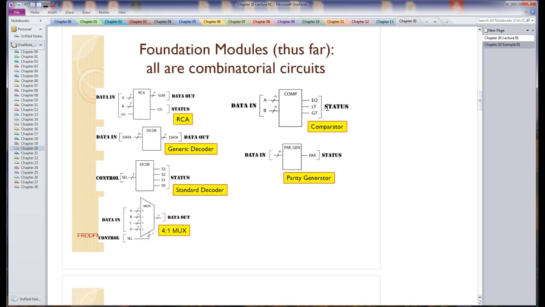These are our foundation modules that we've used up till now. These have all been combinatorial circuits. This is our first chapter with our first non-combinatorial circuits. Some of these circuits have data in, data out, status out, and control in, depending on what circuit it is. We're now going to get into sequential circuits, so it's not that much different. Just keep in mind, these are 6 foundation modules. We're going to start adding a few more, only about 3 more, and then we're going to call it done.